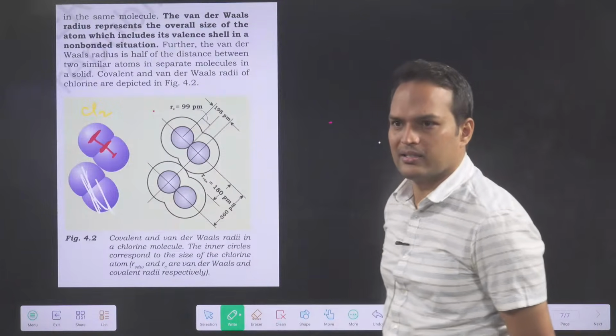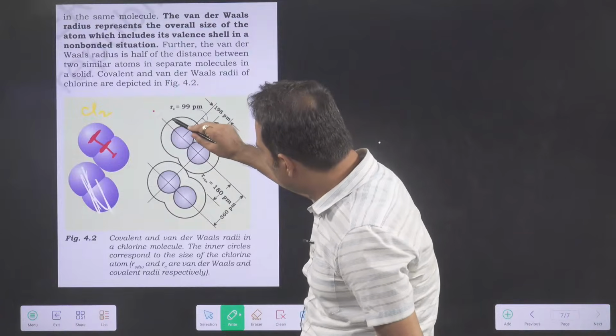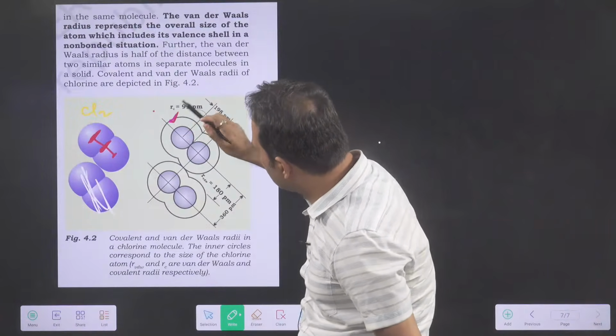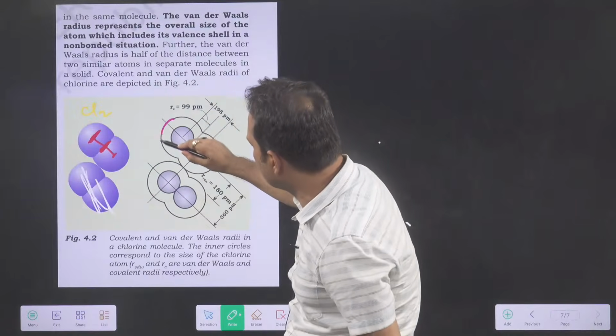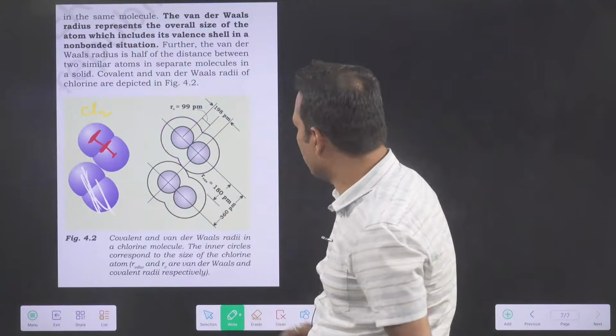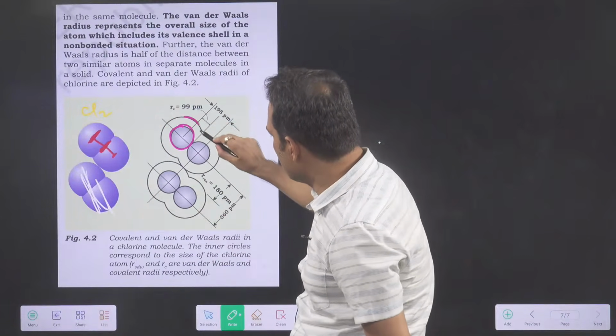Van der Waals radius. You can also see here. This is a complete Cl2 molecule with the valence shell also. This black color circle is showing the valence electrons also. All covered. This is the core part. Valence shell.